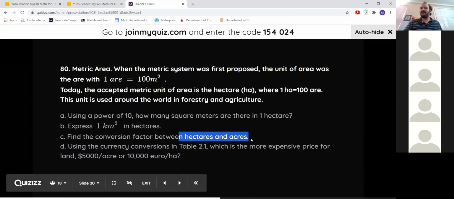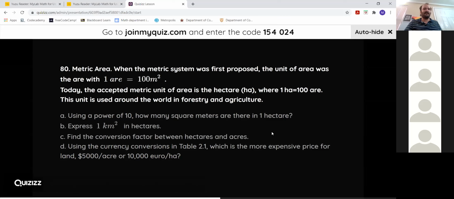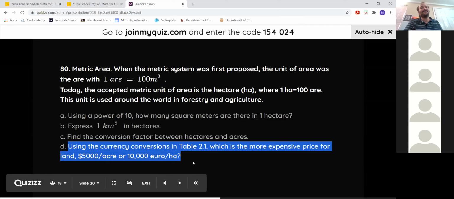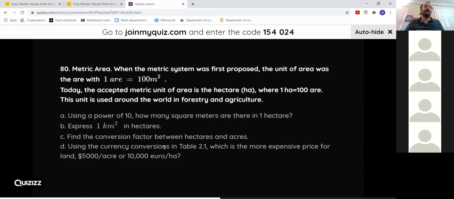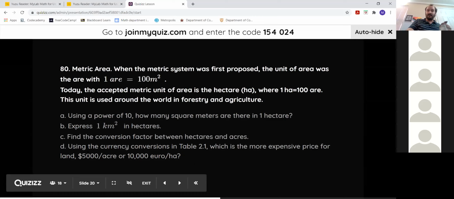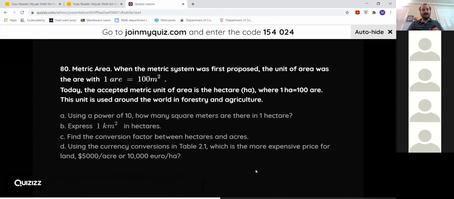So this is something you're going to have to use your computer to do. I use Google. You don't have to do it. I did it for you. You're welcome. Anyway, use the currency conversion in table 2.1. So using currency conversions, we're going to look at these prices and comparing them. So just like we did with gas prices in the previous one, we're going to look at land prices. So 5,000 an acre would be like a price over in the US. 10,000 euros per hectare would be like a price over in Europe.